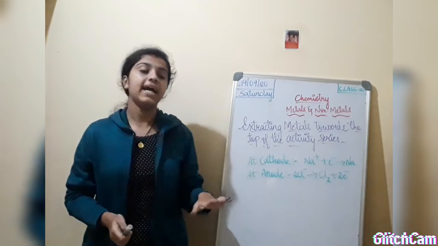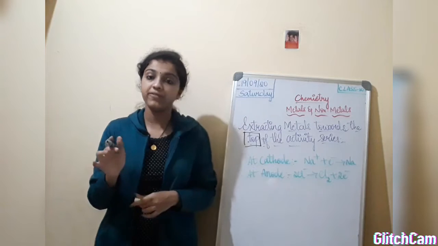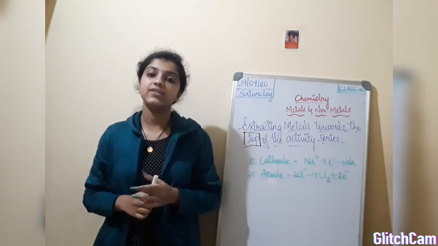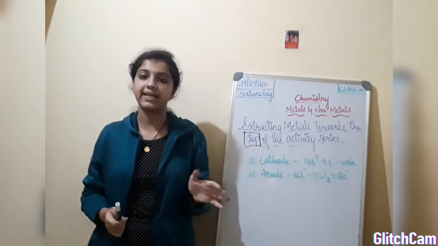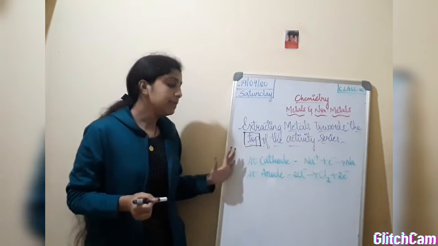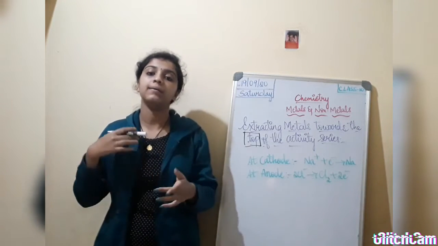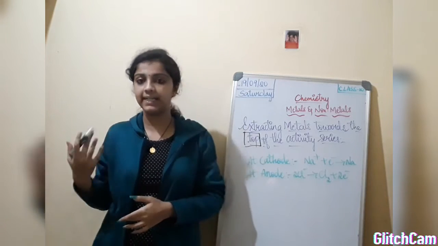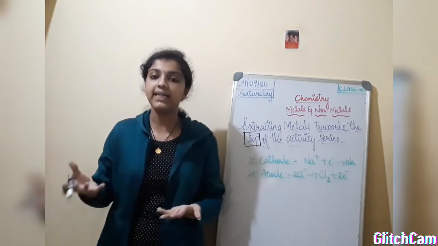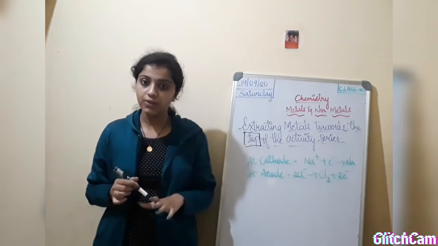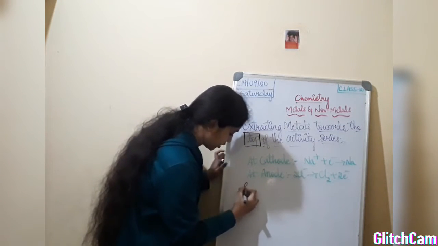Moving on, we have extracting metals towards the top of the activity series. The metals placed at the top of the reactivity series are very reactive. They are the most reactive metals. So, they cannot be reduced to their native state by using carbon, because they have more affinity for oxygen than carbon. Affinity means attraction. So, they are more attracted towards oxygen than carbon. Now, they can be reduced to their original or native state by a process called electrolytic reduction.